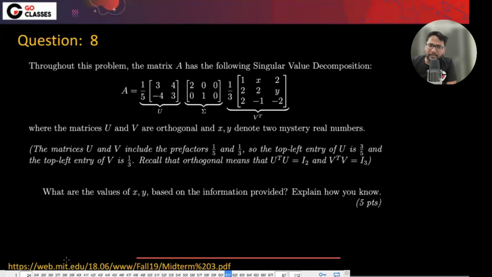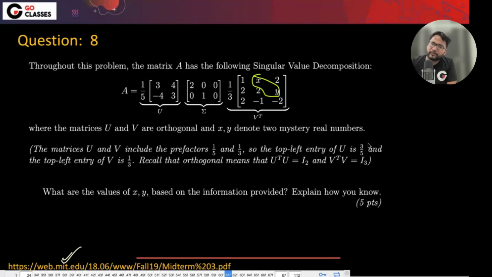Let's see this question. Again, this question is from MIT. Let's see if you can solve this question. They are saying that throughout this problem, the matrix A has the following SVD, where U and V are orthogonal, and X and Y are two mysterious numbers. They have not given what X and Y are, which is fine. The matrices U and V include the prefactors 1 by 5 and 1 by 3. This is including U, and this is including V transpose. That is fine. What are the values of X and Y based on the information provided? Can you tell me the value of X and Y?